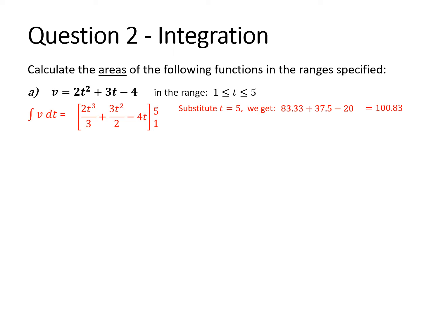Next we put 1 into the equation. Now this is much easier, putting 1 into the equation. Whenever you cube 1 or you square 1 or you square root 1, you always get 1. So really this becomes 2/3 plus 3/2 minus 4.